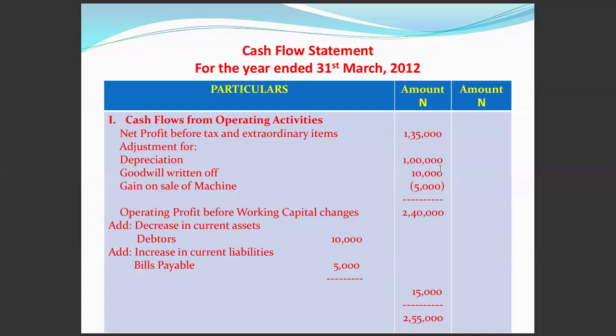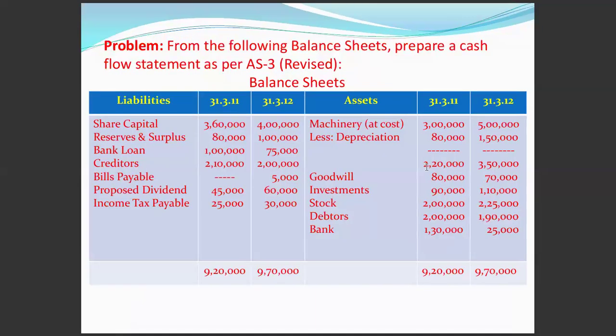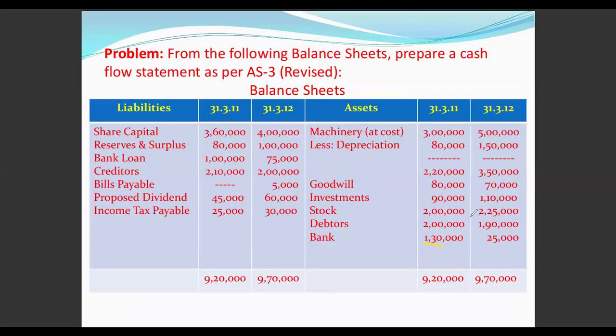Then we have to find out the change between current assets and current liabilities. So if you see the balance sheet, we'll take the total of current assets: the current asset of the first year minus the current asset of the second year. So we have the change. Like in the first year, I have the amount of 5,30,000.